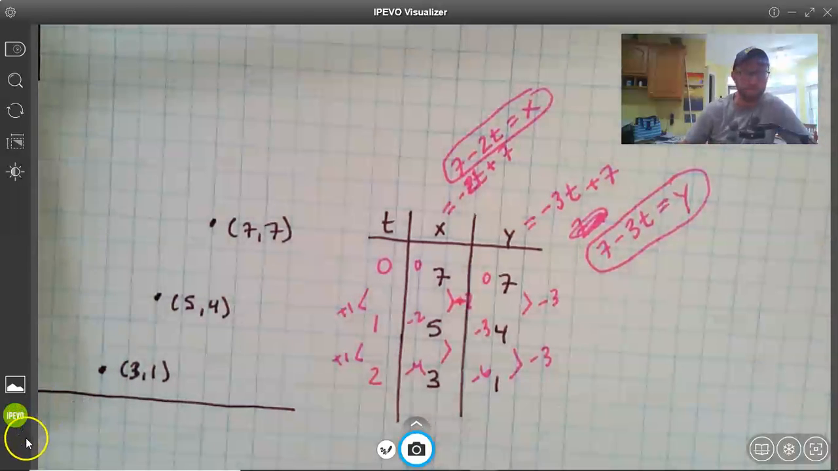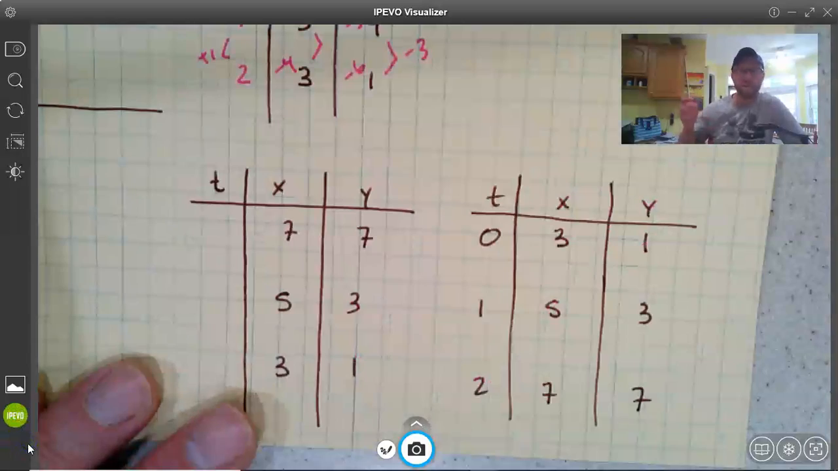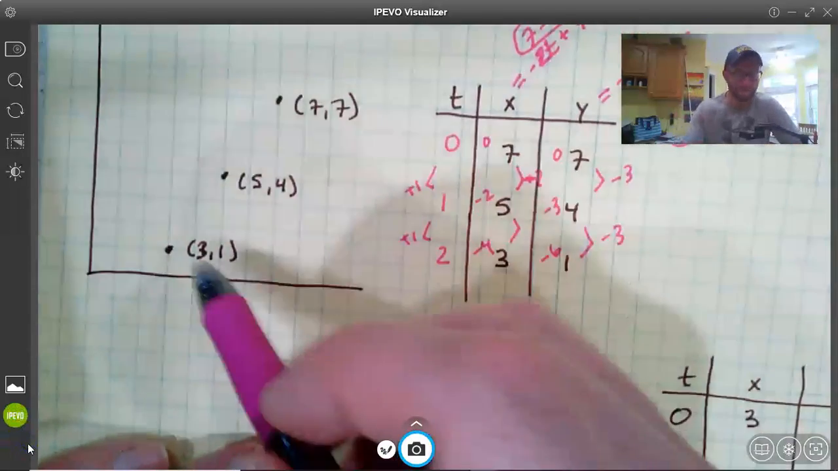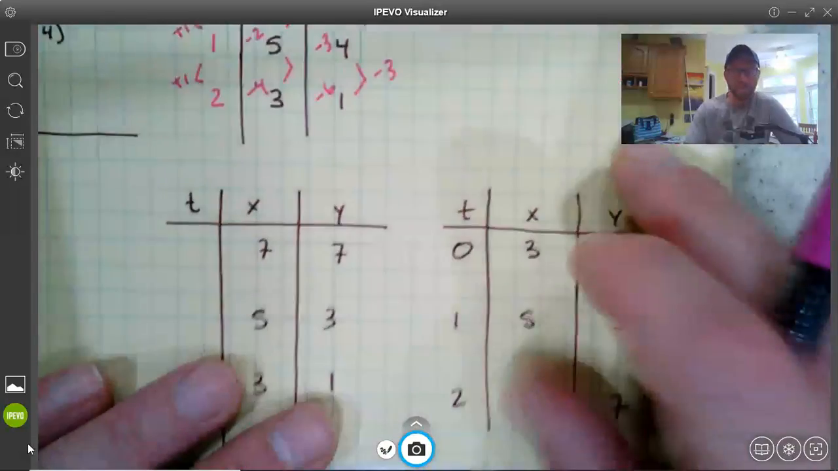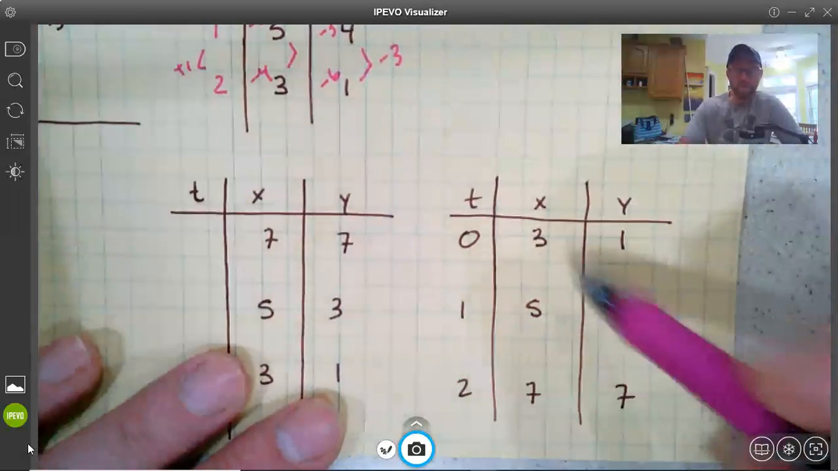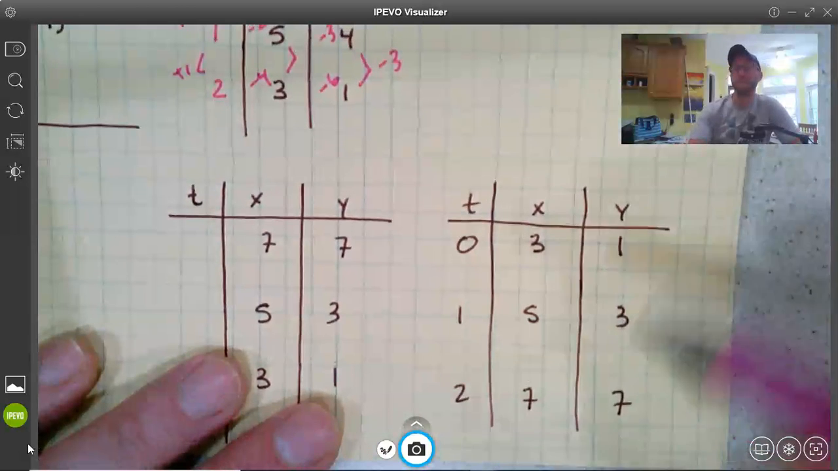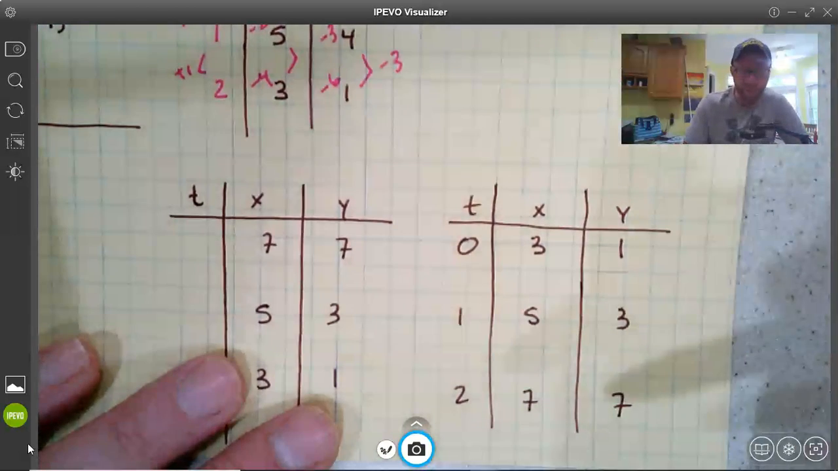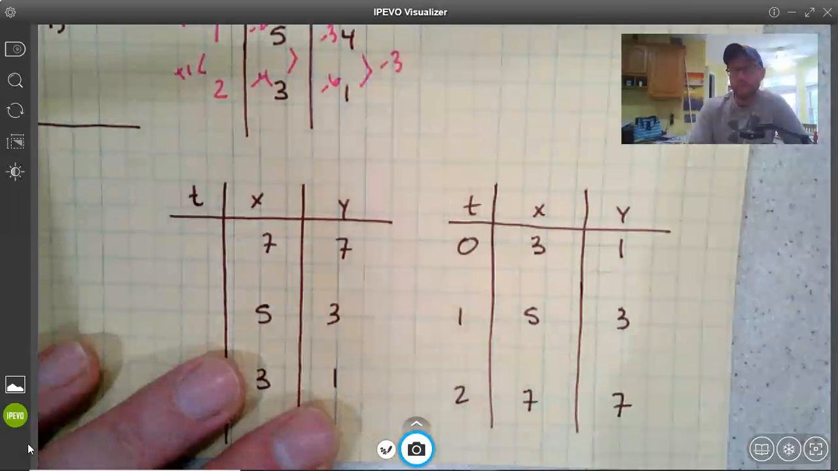All right. I just decided I'm going to do another example of the same problem. So I have the same 3 points, 3, 1, 5, 4, 7, 7. I'm going to use the same t values, but I'm just going to reverse the order of the points to show you that we could come up with a second pair of rules that works. It is right, but is different.